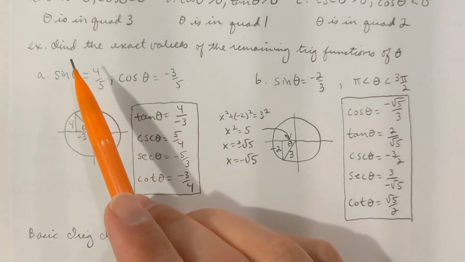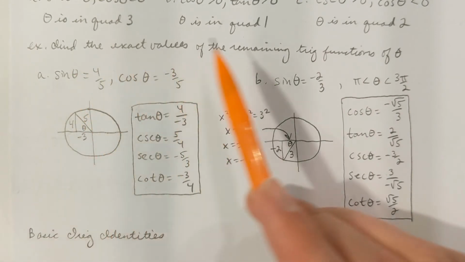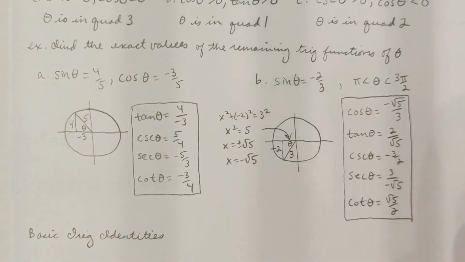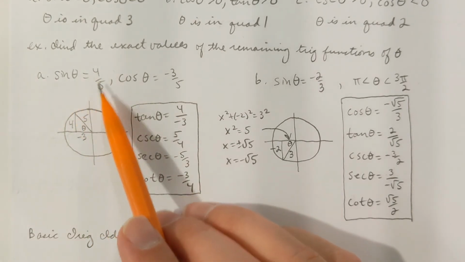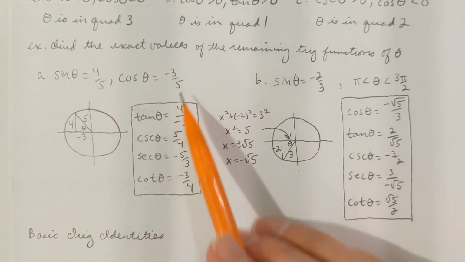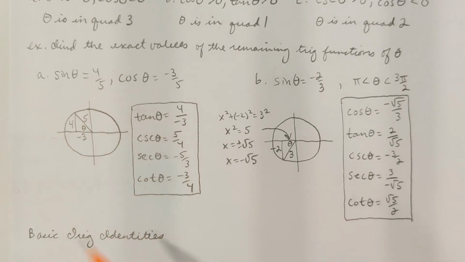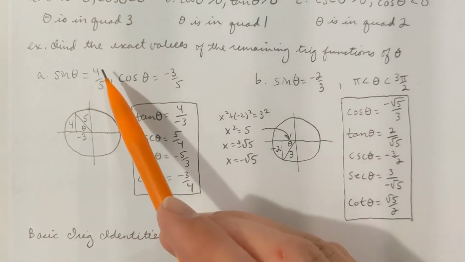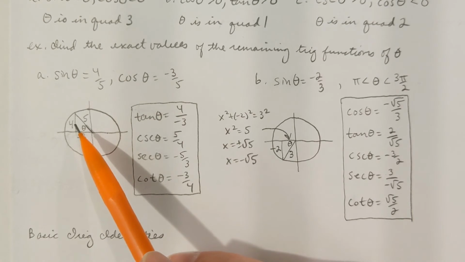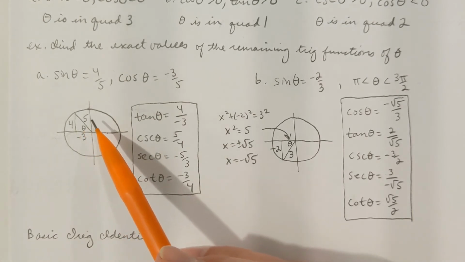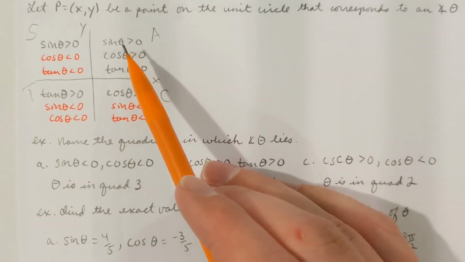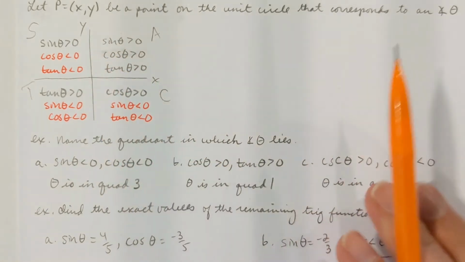Okay, here's another example. Find the exact values of the remaining trig functions of theta. In part A, they give us some information: sine of theta is 4/5 and cosine theta is -3/5. We're going to build a triangle and compute the other 4 trig functions that were not given to us. Sine of theta is opposite over hypotenuse. The opposite side is 4. The hypotenuse is 5. Now, that should tell me that I'm going to be either in quadrant 1 or quadrant 2.